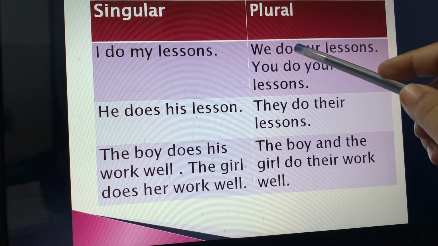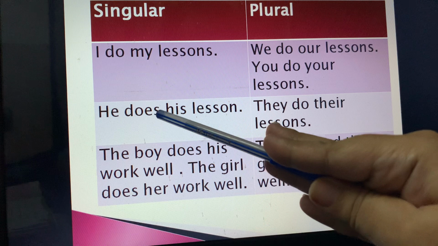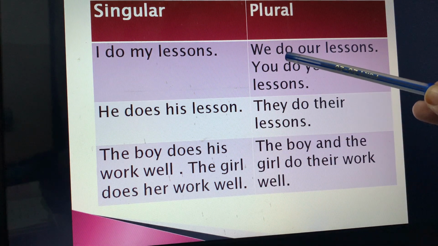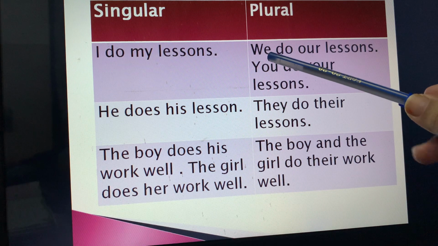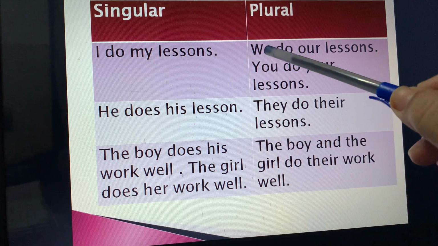Do is not having es with it. Fine. And does is having es with it. So it is already plural, so it will be used with singular. It is not plural, so it will be used with singular. Fine. Plural, singular, singular, singular, plural.